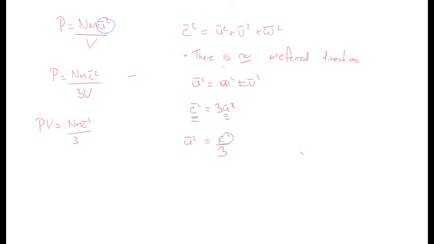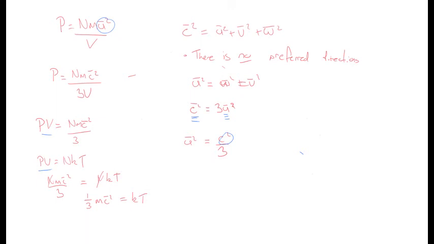Well, it's really important because I can also say, remember from way earlier, PV is equal to NkT, where N is the number of particles, k is the Boltzmann constant, and T is the temperature. Now, these two PVs are the same. So therefore, I can say that N m ĉ squared over 3 is equal to NkT. That's getting pretty cool. Simplify it a little bit more. I can cancel the N's, so I get 1 over 3 m c average squared is equal to kT.